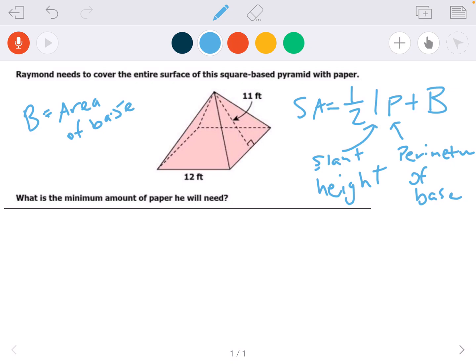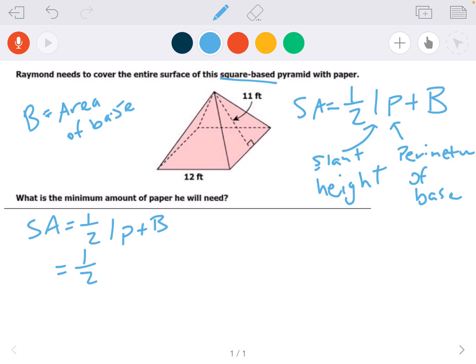The base is a square, which is nice. Squares are not too bad to deal with. So I'm gonna write down my formula again, and we're just gonna take it one step at a time, and we're gonna try to figure out these different things.